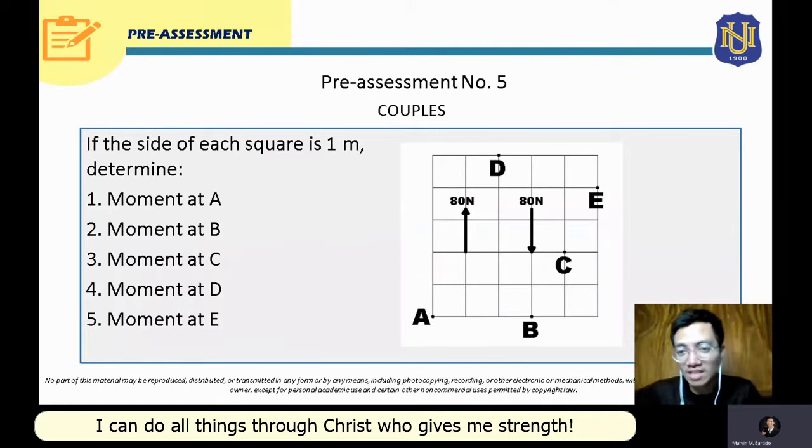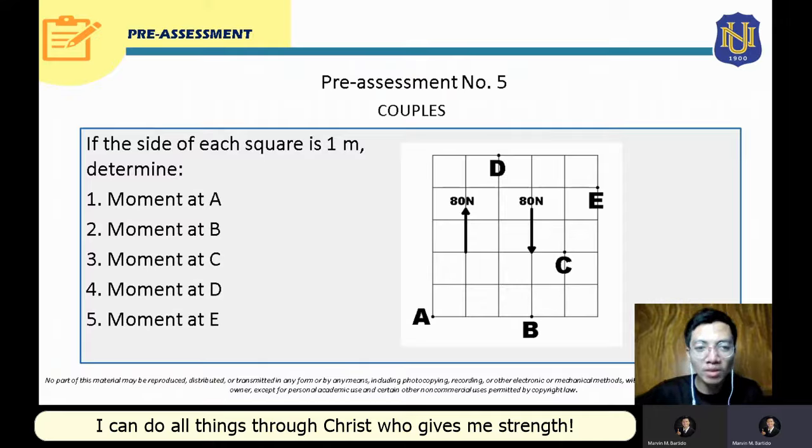Before we proceed to our discussion proper, you're going to answer this first. This will be the question. Referring to the figure here, if the side of each square is 1 meter, determine: number 1, the moment at A; number 2, moment at B; number 3, moment at C; number 4, moment at D; number 5, moment at E of the forces that you can see in this system.